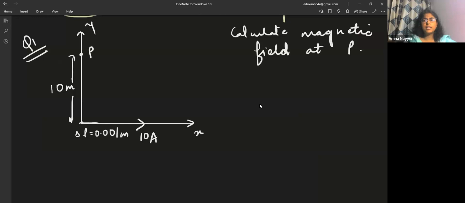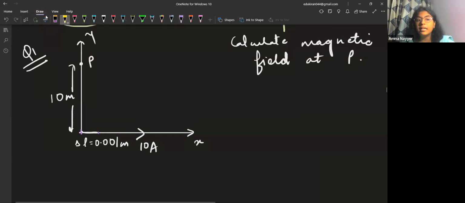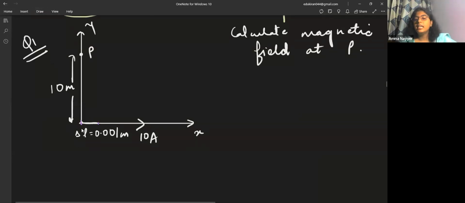See, this is a question, I think, from your NCERT only. Calculate magnetic field at the point P. This is your wire on the x-axis, with current 10 amperes. dl, the small segment of this wire which we take, this is the current element. This is given as 0.001 meters. The position vector, the separation of the point of calculation from this axis, is 10 meters.